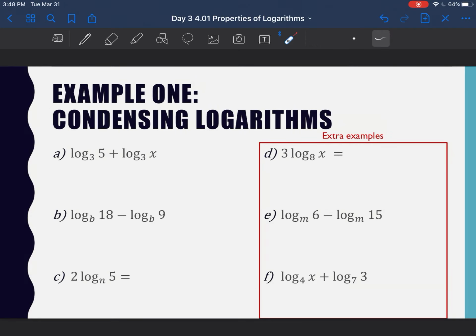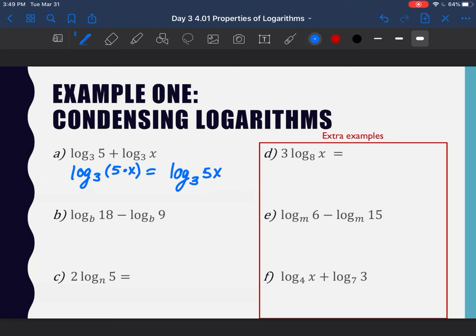So on this problem, I see that these two logarithms are adding. Remember, whenever you're adding, that's the same thing as multiplying. So you can bring these together to be a single logarithm. So log 3, and then you're going to have the 5 times x. Now, we normally don't leave it that way, though. The way you're usually going to see it written is log 3 of 5x. So that's what it should look like.